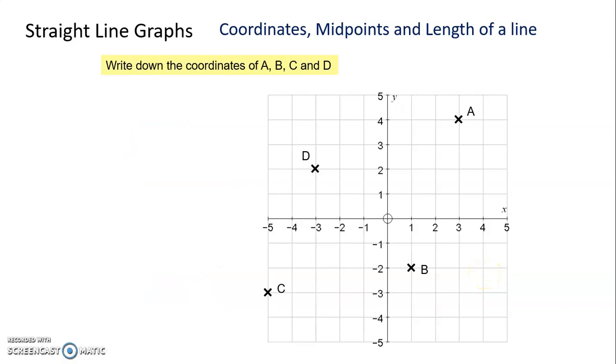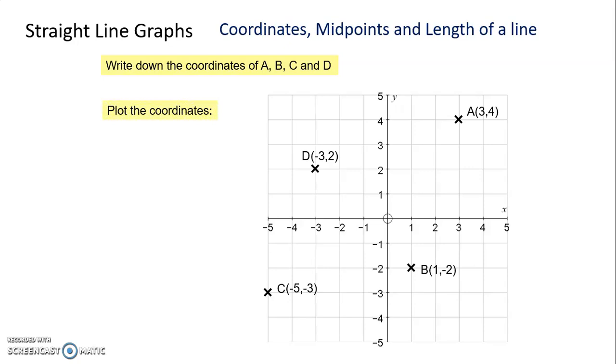Okay, so now what I want you to do is, in your books, pause the video and write down the coordinates of these 4 points, A, B, C, and D, in your book. Okay, so you should have got the following answers. So A is the coordinate 3, 4. B is the coordinate 1, -2. C is -5, -3. And D is -3, 2. So we've got one coordinate in all 4 quadrants.